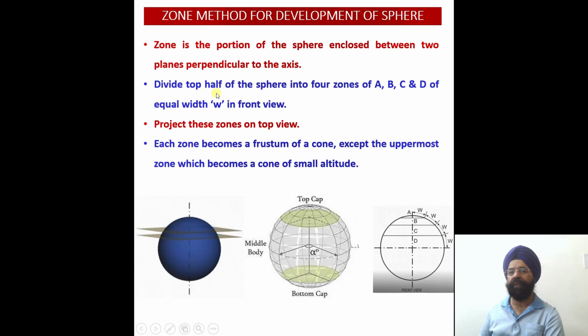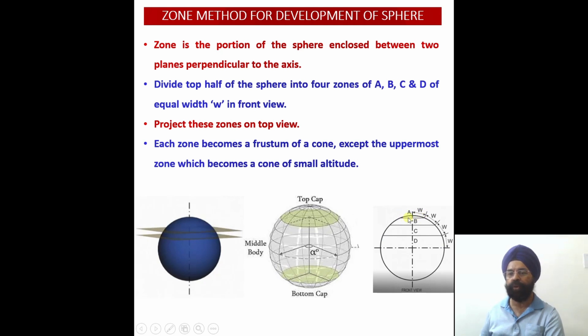Okay, so we are going to divide the top half of the sphere into 3 or 4 zones, and we can name them A, B, C, D, and they should be of equal width in the front view. Even if we are dividing it into 3 zones, the width should be kept equal. Each zone becomes the frustum of a cone. The lower zones become frustums of a cone, and the top zone will be treated as symmetrical to a cone.